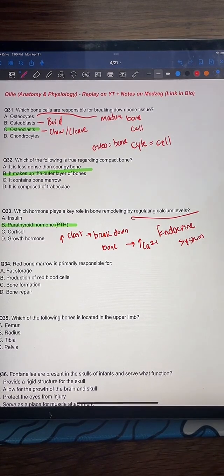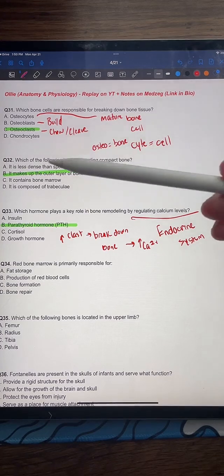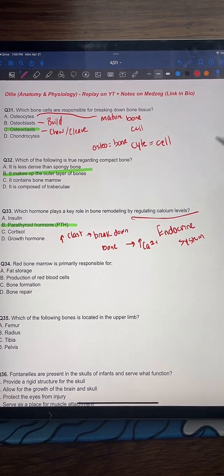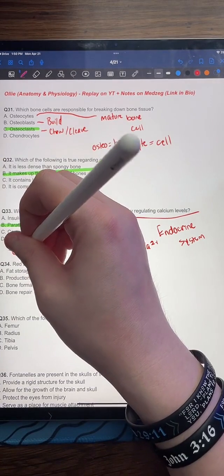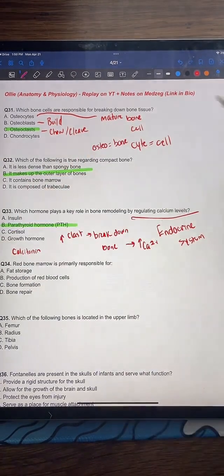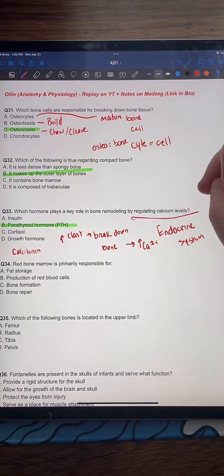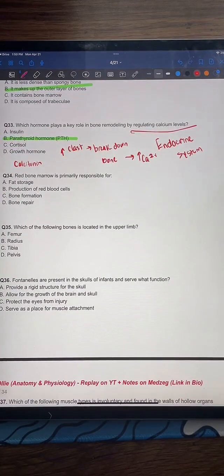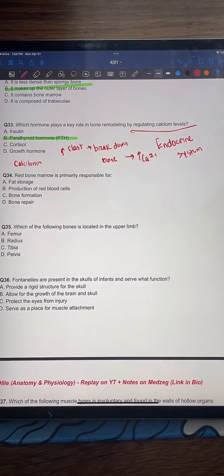The other one that does the opposite of this, it would decrease osteoclast activity and promote osteoblast activity, is calcitonin. So that would be the opposite. And insulin is for blood sugar levels. Cortisol is more of our stress hormone. Growth hormone is for bone growth and development, but its direct role in calcium regulation is a little less significant than parathyroid hormone.